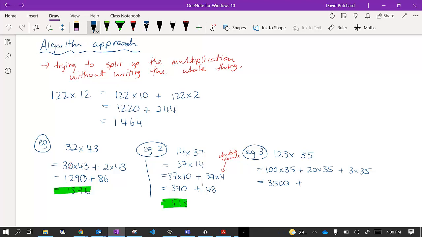We got 2 times 35, which is 70, because remember, we forget about that 0 for a second. And then we add the 0 back on, so we've got 700. And 3 times 35, 3 times 30 is 90, plus 3 times 5, which is 15, so 90 plus 15 is 105. Now it's just a matter of adding these back together.